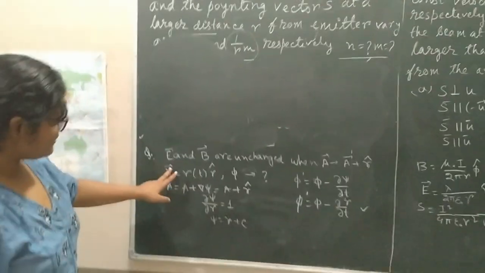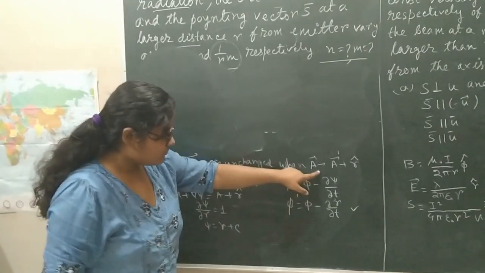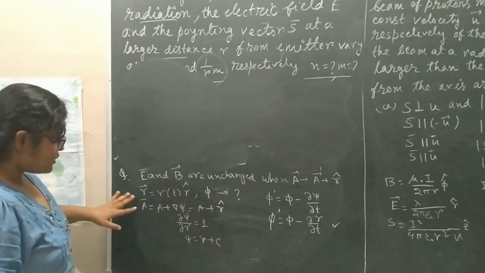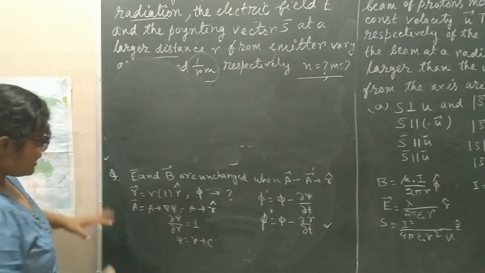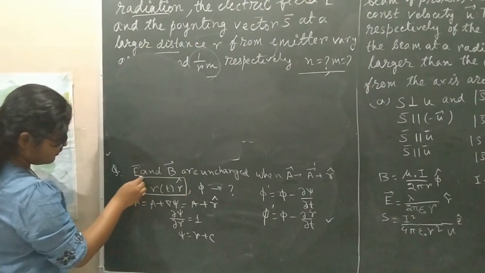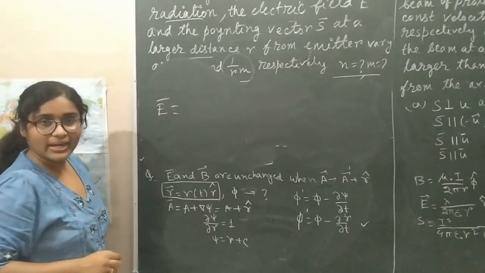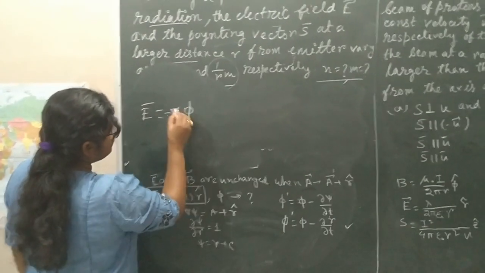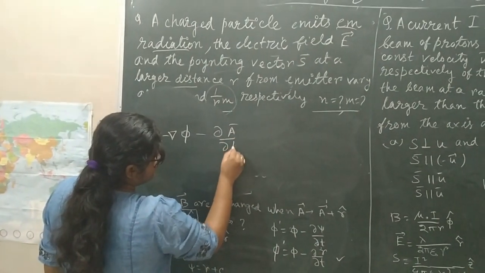The electric field vector and magnetic field vector are unchanged when the vector potential changes to A plus r cap. What will be the change in the scalar potential phi, where r is a function of t into r cap? What does it mean? E can be written in terms of the vector potential and scalar potential as E equals minus grad phi minus del A by del t.